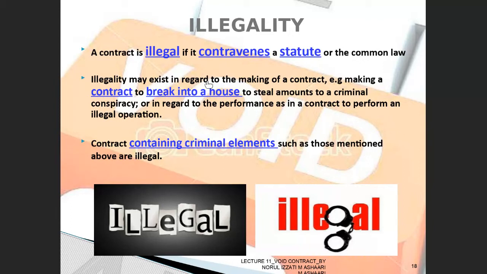Okay, so that is the first statement that must be in your mind when we talk about illegality or an illegal contract. It may exist in regard to the making of the contract. For example, a contract to break into a house, a contract to hit people, a contract to make people fall into an accident. Anything regarding a contract to form a criminal conspiracy is considered an illegal contract. A contract containing any criminal elements is considered illegal. Why is it illegal? Because it is inconsistent with the law.